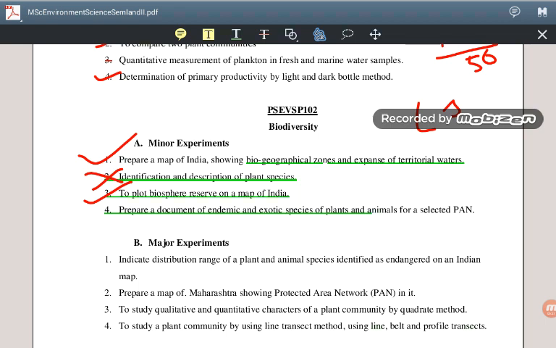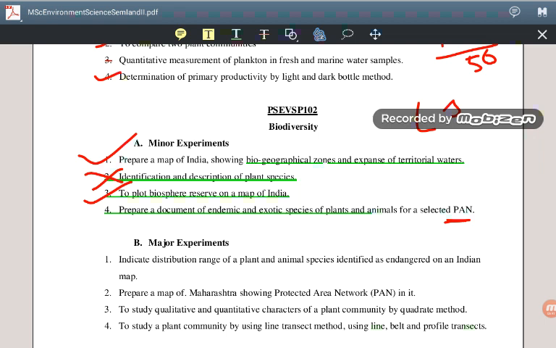Next is prepare a document on endemic and exotic species of plant and animal species for a selected PAN. In a selected PAN, you have to select a particular protected area network. Consider if you have selected the Kaziranga protected area network. In that Kaziranga, how many types of endemic species are there?